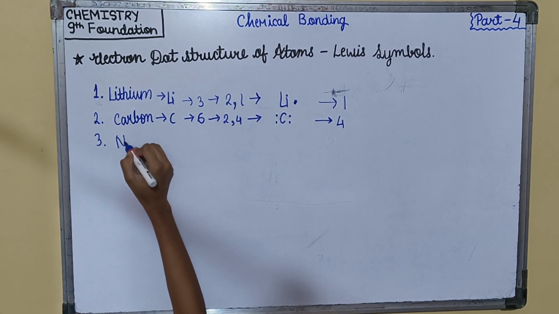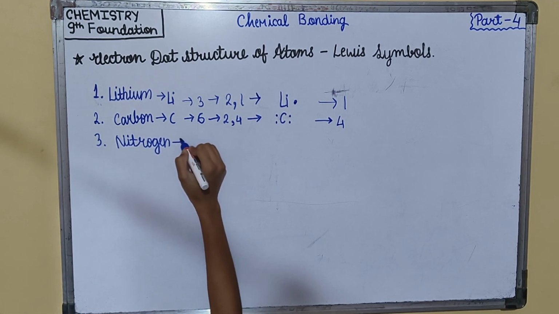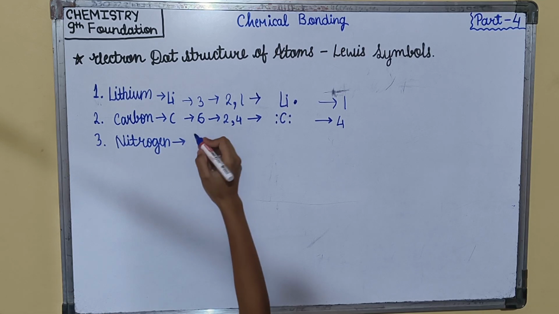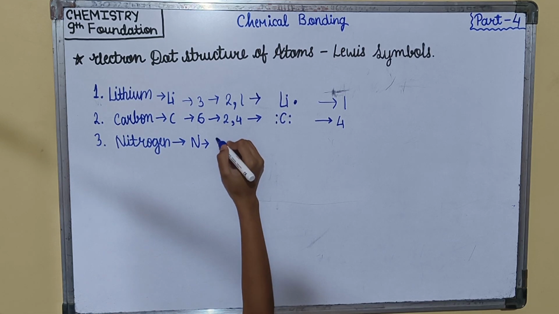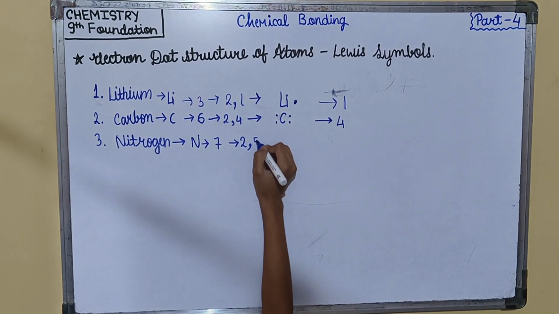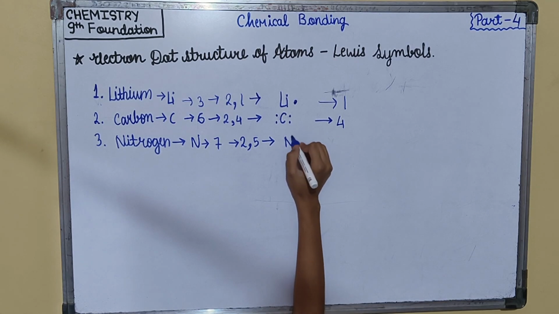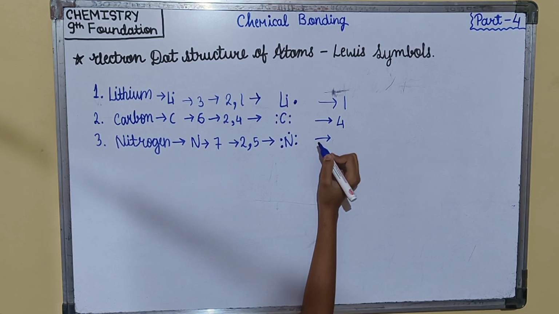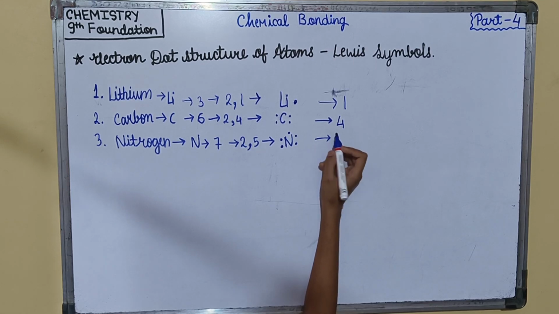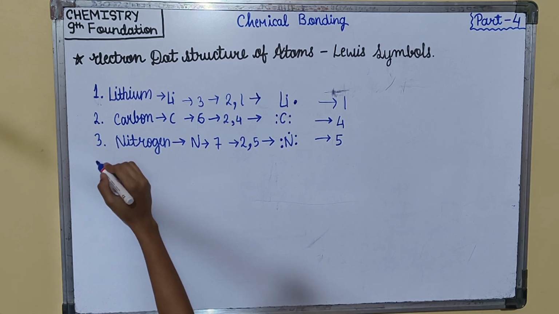Third is nitrogen, N. Atomic number is 7. Electronic configuration is 2, 5. And N will be written like this in the Lewis symbol. The number of electrons in the outermost shell, in the valence shell, is 5.